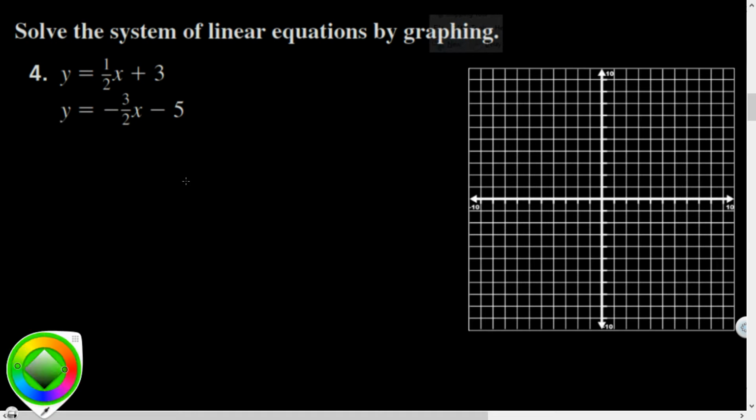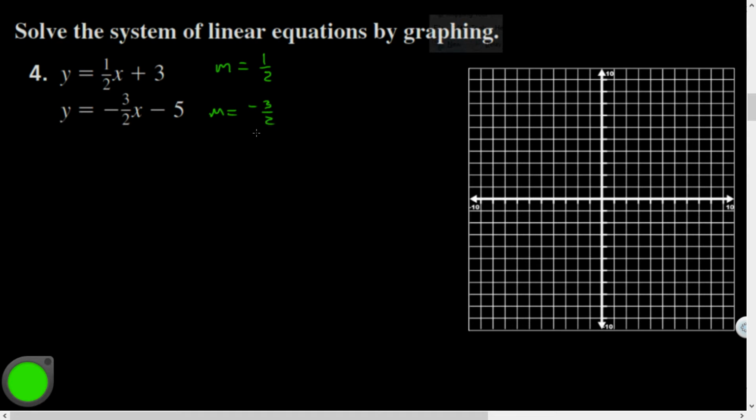So let's find the m's for these lines. What's the m for the first line? Yeah, a half. What's the m for the second line? Yeah, -3 halves. Down 3 over 2 is what that'll be, rise over run. What's the y-intercept for the first line?